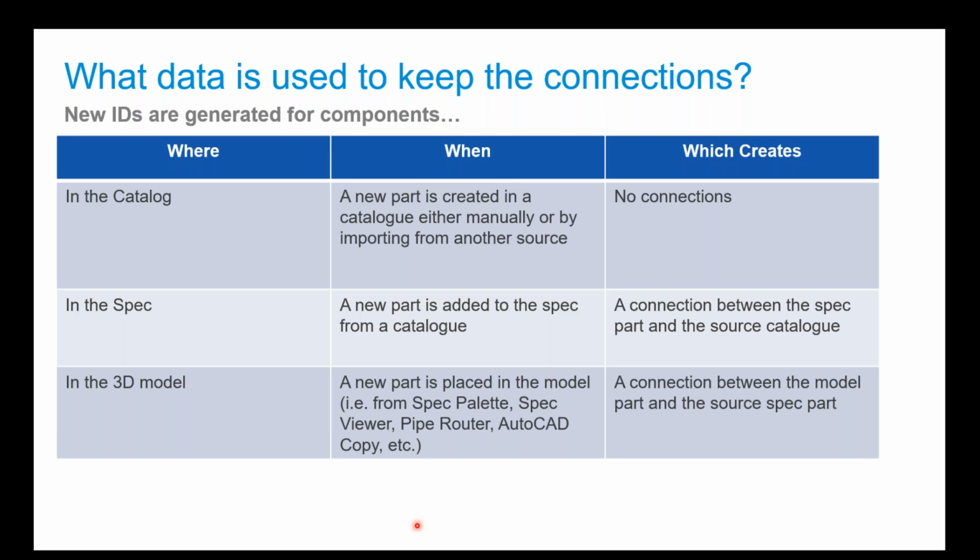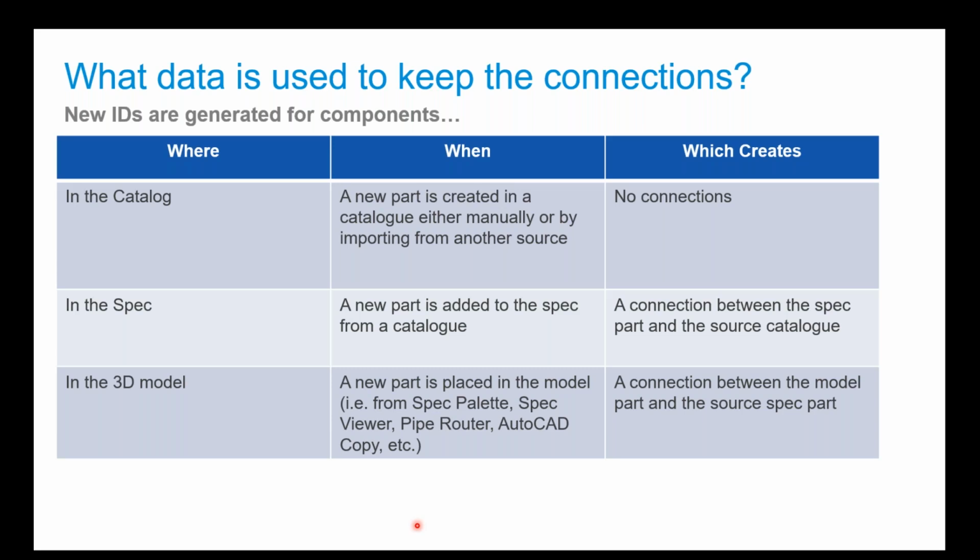So that's how you normally bring in a new part or an existing part that is imported. At that point, what happens in the catalog? Catalog is the master database, so there's no connections established at that point. So there will be no connections within the catalog for that particular part.